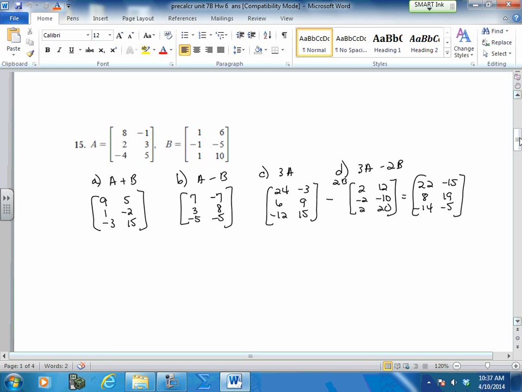So how to take the last answer is 22, 8, maybe get that. This, 3 times A, which is this guy, 2 times B, which is this, then subtract. So 24 minus 2, 22. 6 minus a -2, 8. -12 minus 2, -14. We're subtracting.